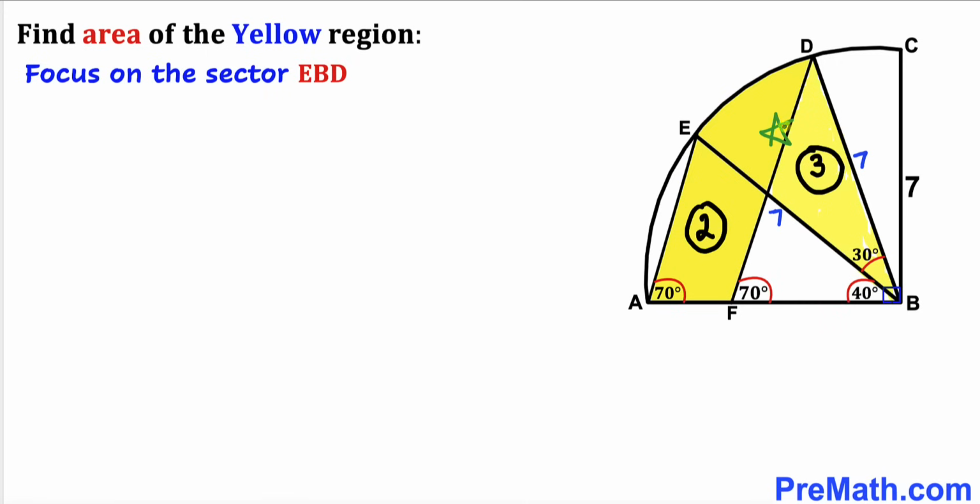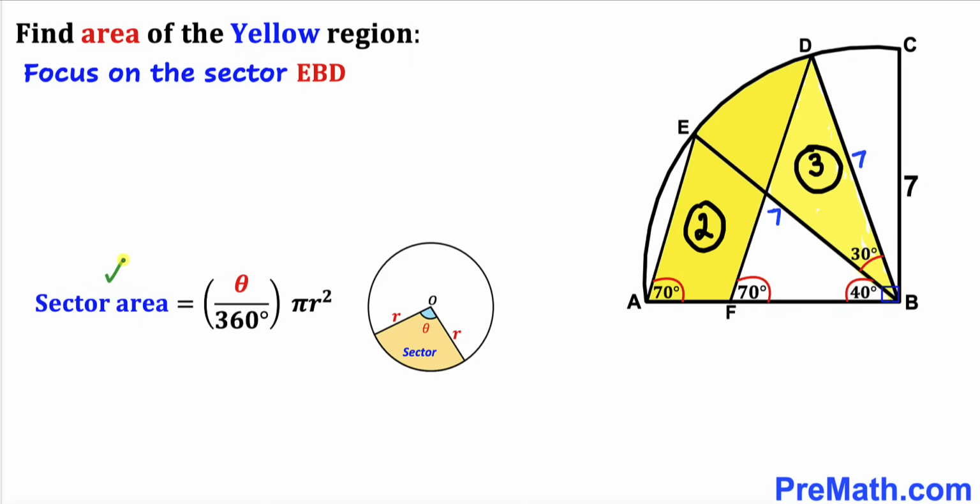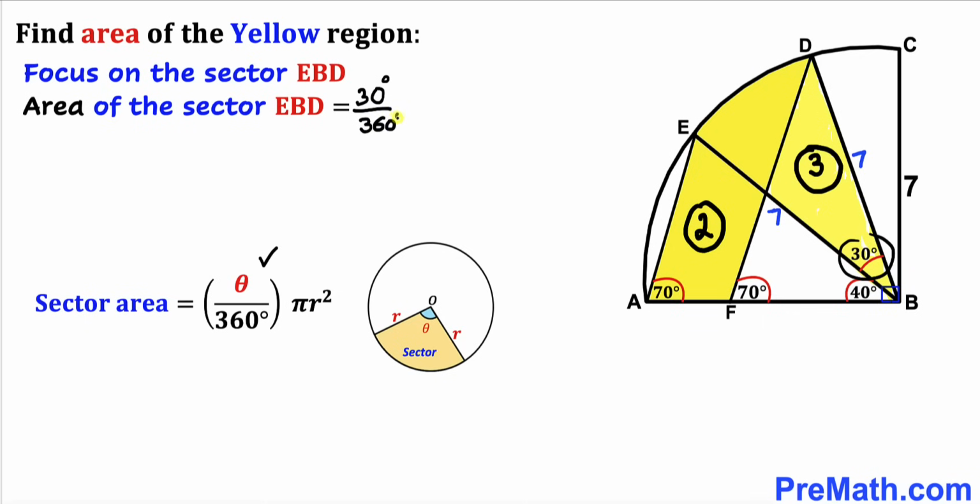Let's focus on this sector EBD, whose side lengths are the radius of this quarter circle, which are 7 and 7, and the angle between them is 30 degrees. Now let's recall the area of a sector formula. Area equals theta divided by 360 degrees times pi r squared, where r is the radius of the circle, as you can see in this diagram, where these are the radii and this angle theta is between them. So the area of this sector EBD: our angle theta is 30 degrees, so I can write 30 degrees divided by 360 degrees times pi, and our radius is 7, so 7 squared.